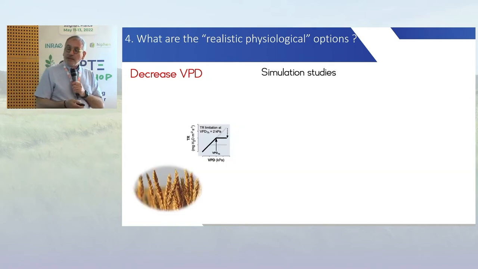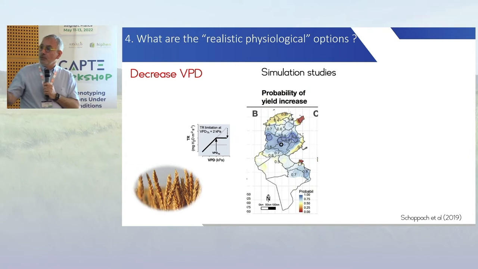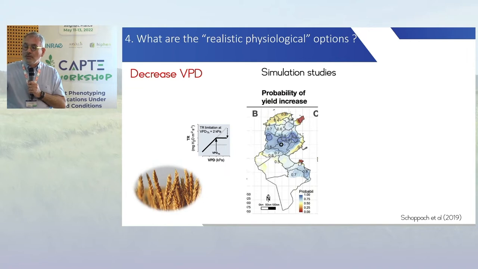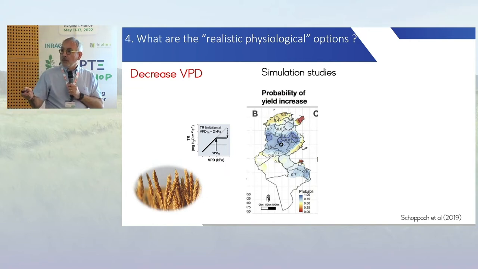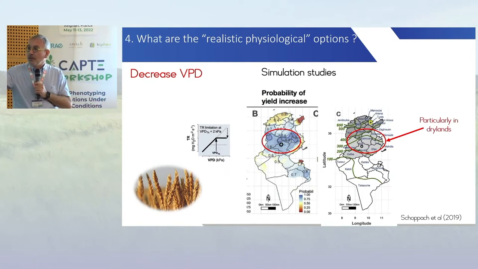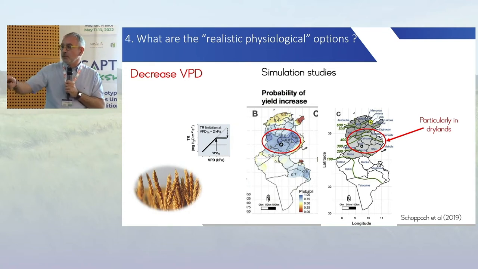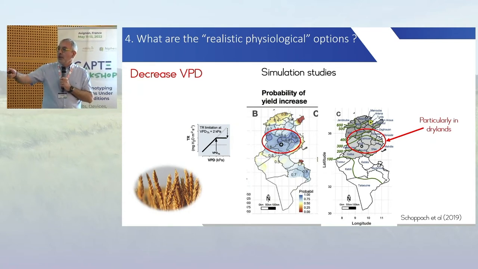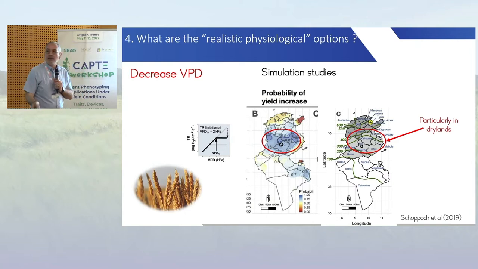We also did that in a closer part of the world. We did the same type of simulation. Again, it's a crop modeling study in Tunisia, also with genotypes that shut down their stomata at a certain level, at 2 kilopascals of VPD. And you can see that there's a probability of having a yield increase, specifically in the dry lands of Tunisia. So those are isohyets of precipitation. And you can see that basically here, in the driest parts of Tunisia, you would have the highest probability of yield increase.